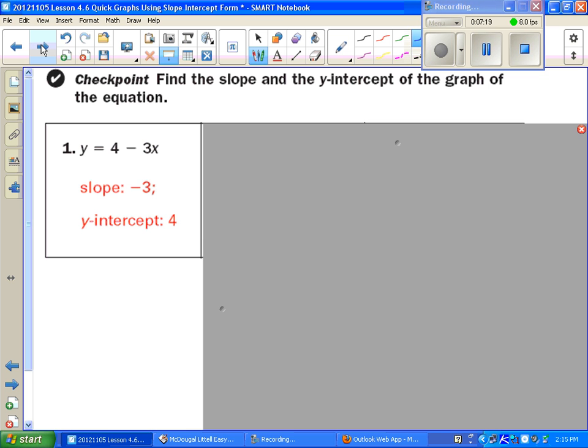Here's your first checkpoint. Y equals 4 minus 3x. That's not in mx plus b form. Change your order. So instead of saying 4 minus 3x, we'll change it to y equals negative 3x plus 4, because remember, the sign goes with the number behind the sign, and it's positive 4. Now it's in mx plus b form, so this is m, not negative 3x, but negative 3 is m, and b is 4, positive 4.